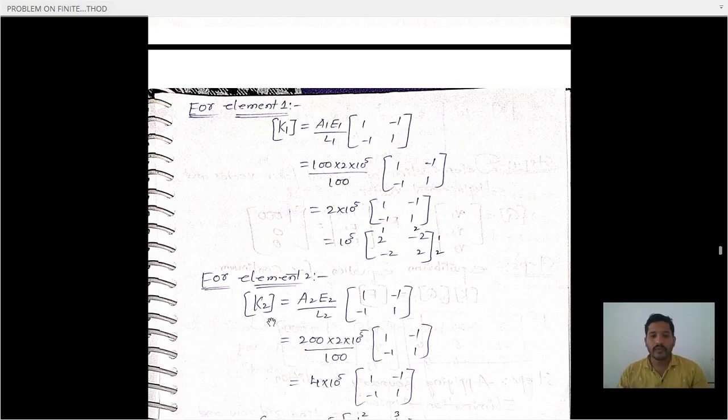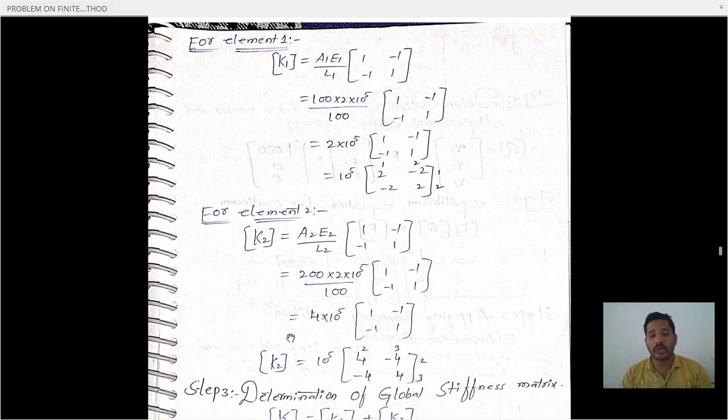And the second thing, we need to find out for element 2. For element 2, the stiffness matrix K2 is equal to A2 by L2, [1 -1; -1 1]. The area of cross section of the second element is given as 200. The modulus of elasticity or Young's modulus of the material is given as 2 into 10 power 5. The length of the second element is given as 100 mm.